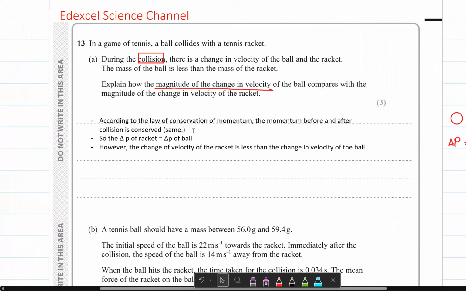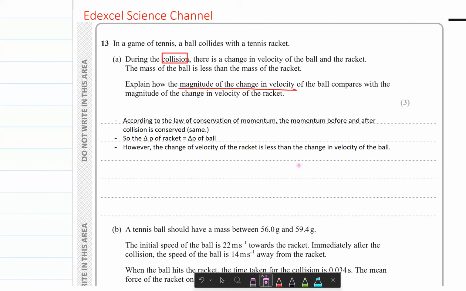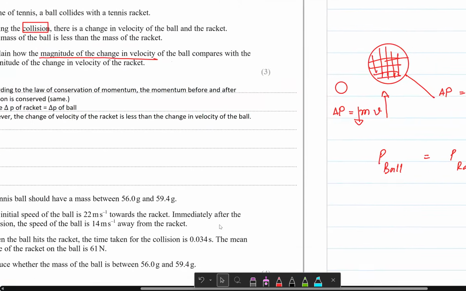Therefore, the change in velocity of the racket is less than the change in velocity of the ball, or you can say it the other way, that the change in velocity of the ball is way greater than the change in velocity of the racket. I hope that is clear.